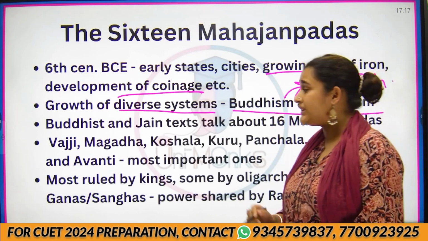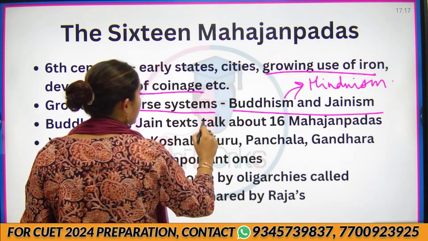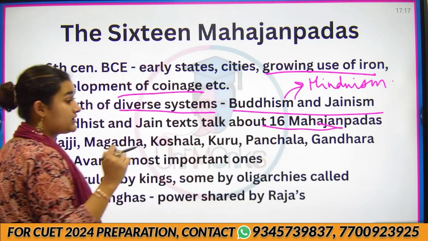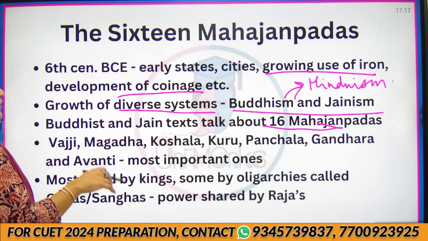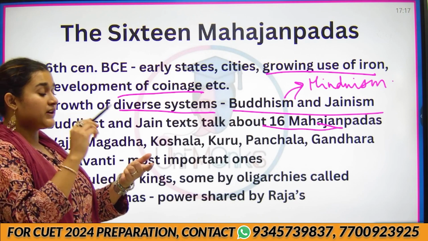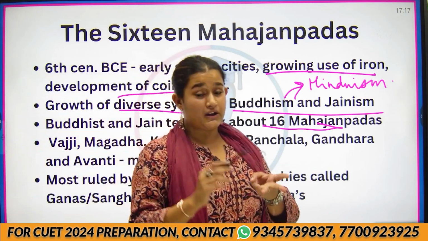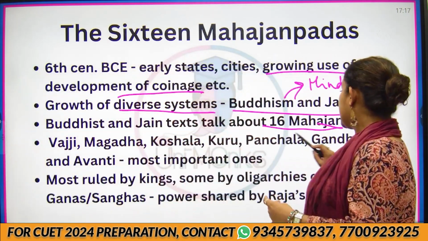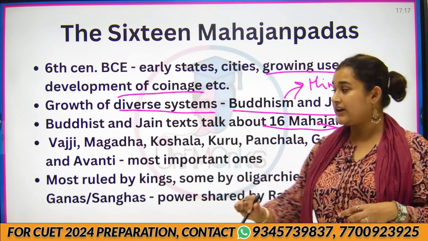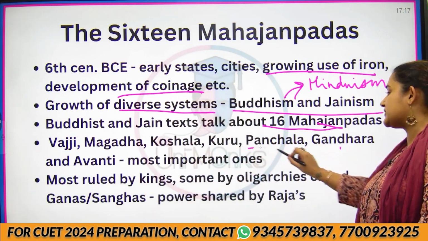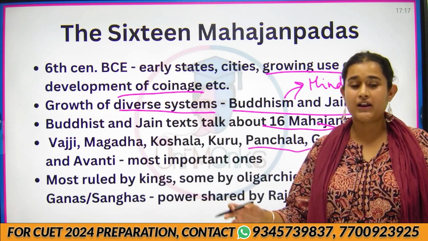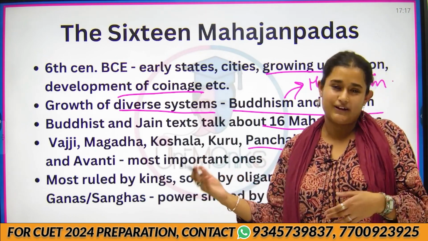Now, Buddhist and Jain texts talk about 16 Mahajanpadas. The most important ones of these 16 Mahajanpadas were Vajji, Magadha, Panchal, Kaushal, Gandhar and Avanti. Okay? Now you've heard of Panchal and Gandhar in the Mahabharata, but that's the next chapter. We'll talk about it later.